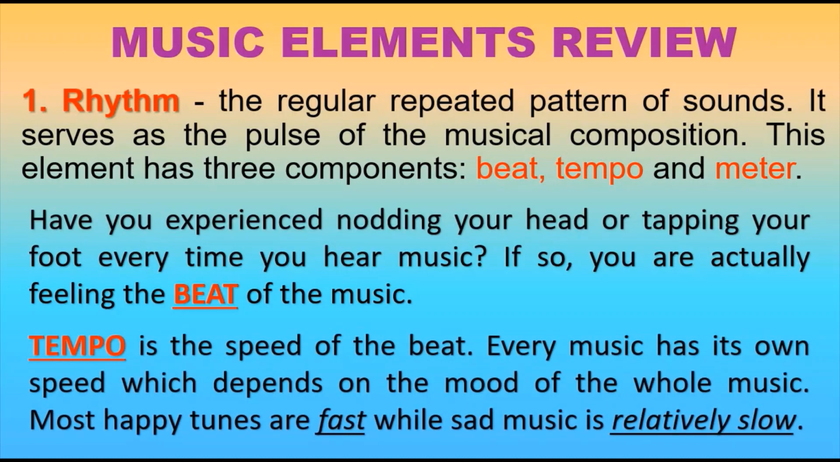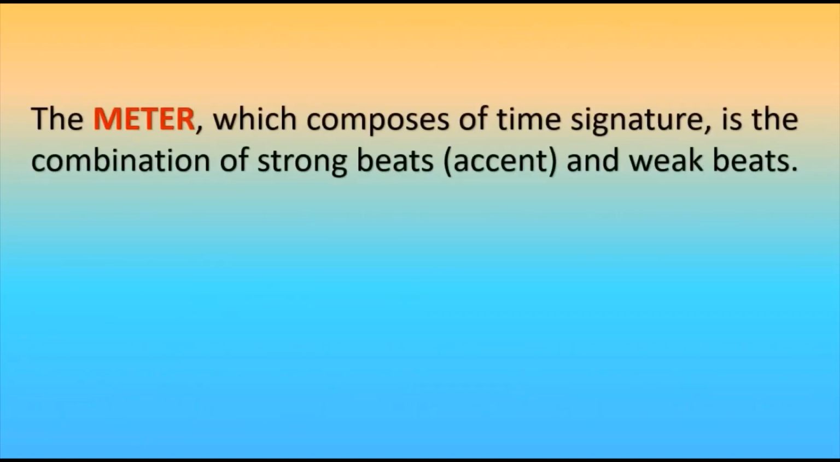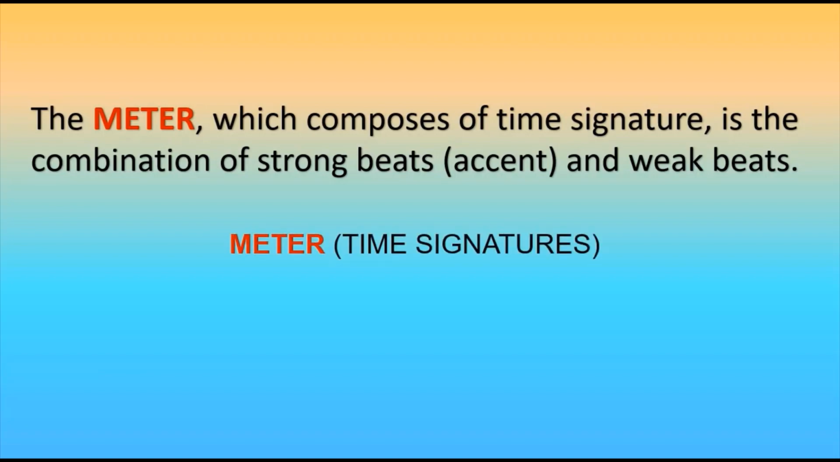Tempo is the speed of the beat. Every music has its own speed, which depends on the mood of the whole music. Most happy tunes are fast, while sad music is relatively slow. The meter, which composes the time signature, is the combination of strong beats or accent and the weak beats. Meter time signatures.